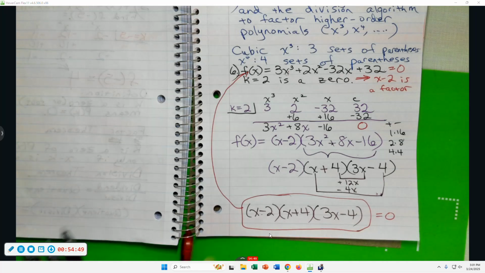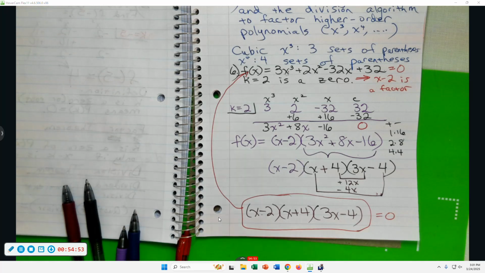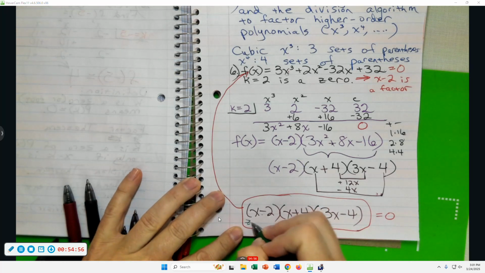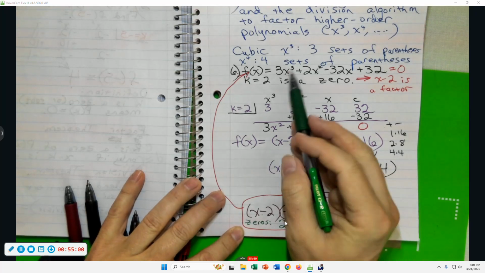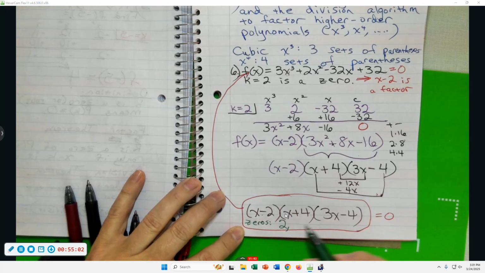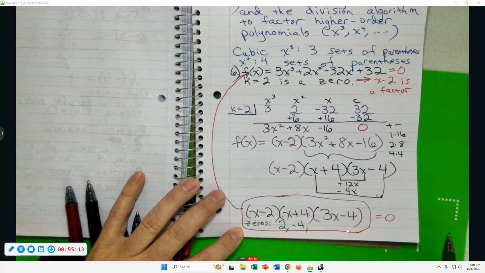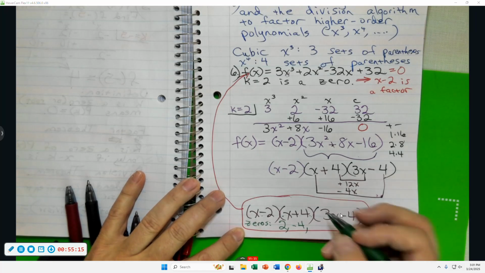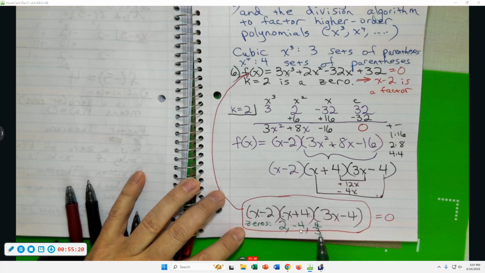Here are the zeros. I'm going to write the zeros in green. You're not asked to do that, but we can find them now. There's 2. You plug in 2 up here, you're going to get 0. What did you say here? Negative 4. What about 3x minus 4 equals 0? You'd have to move the 4 over and then do what? 4 over 3. Divide by 3. So here are the 3 zeros.